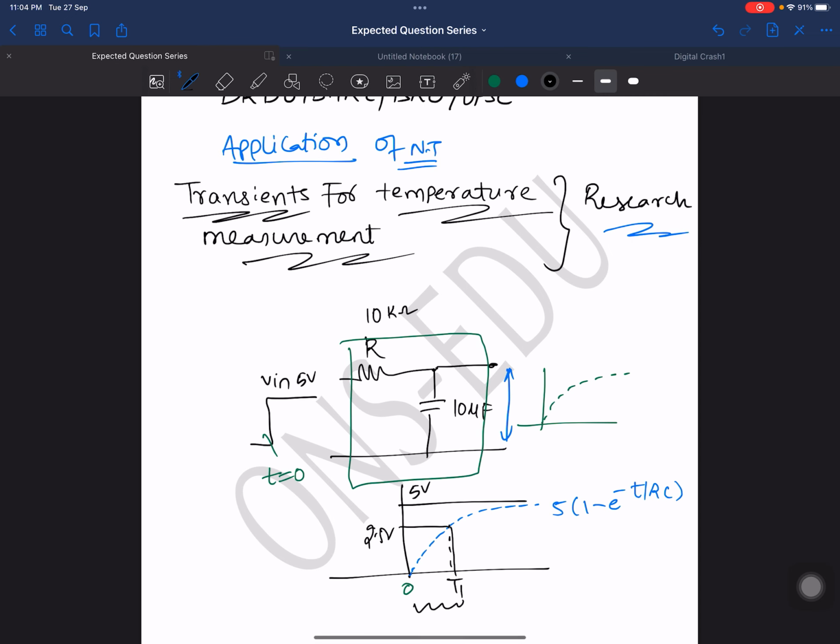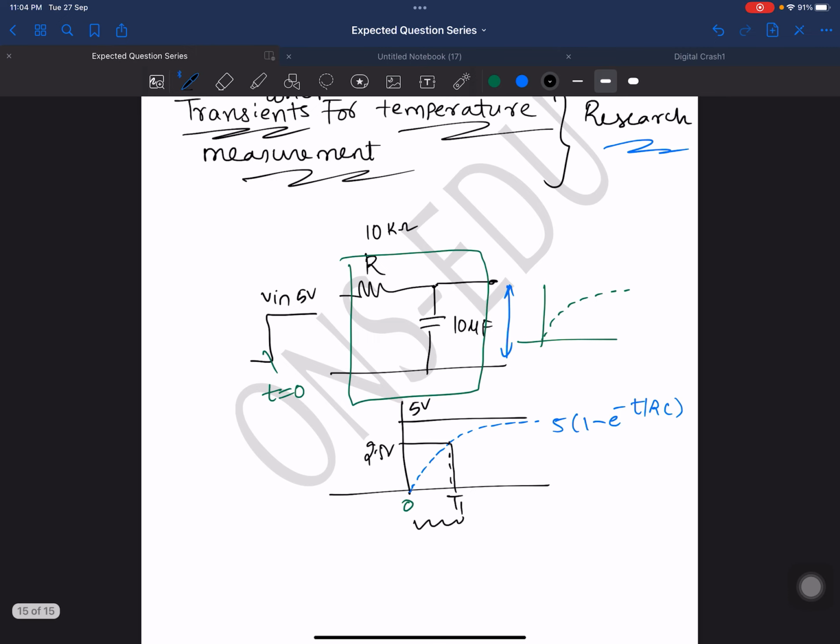I'm trying to teach you an interesting application of network theory: how the transients concept can be used for measurement of the temperature in a room, or any furnace or any system. So what I have done is I have taken a simple RC circuit. For my convenience, I have taken 10 kilo ohm and 10 microfarad. You can take any value. I applied 5 volts as input at t0. The output goes exponentially, and I'm marking a point of 2.5.